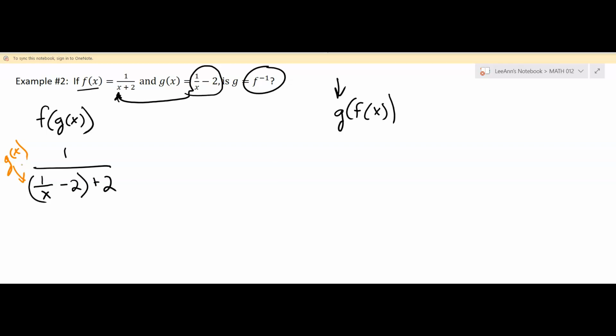Okay, now it looks messy, doesn't it? Okay, now we're going to simplify it. So we don't really need those parentheses. I was just trying to show you where the g of x was. So it's 1 over x minus 2 plus 2. Those cancel out.